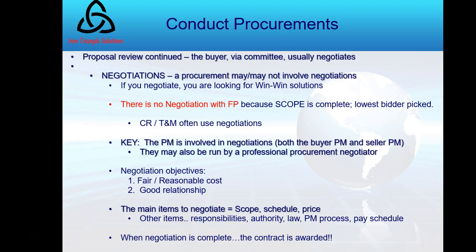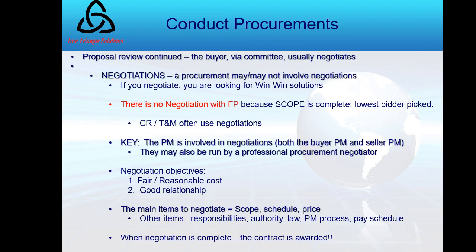Okay? Remember that you want to be fair and reasonable in terms of cost, and always looking to maintain a good relationship, because if you can work through the negotiation, you are going to have a long-term relationship with this vendor and their project manager. So as the buyer project manager, the main items that I want to negotiate to complete the contract, you can imagine, it's the iron triangle or the performance measurement baseline: the scope, the schedule, and the cost or the price. Sure, you can negotiate other items, but to me, that's what I'm going to focus on.